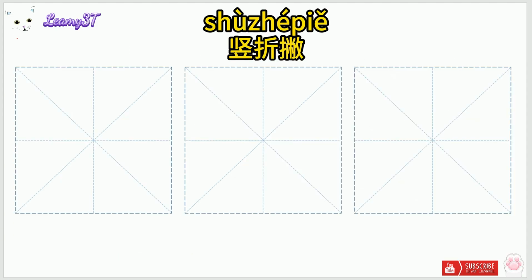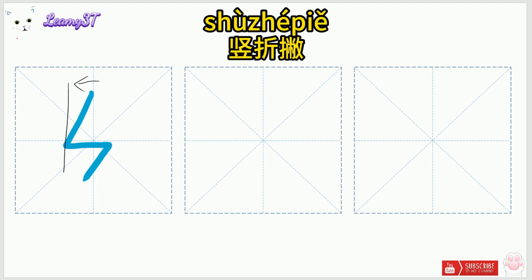First, let's learn shùzhépiě. If you've been watching this video series since Lesson 1, you should already know 折 represents a turn, and it is a rather sharp stroke. Since I'm using a digital tablet, the stroke looks smoother, but when you practice on paper, make sure to write 折 sharply. The stroke 竖 should lean about 15 degrees to the left.